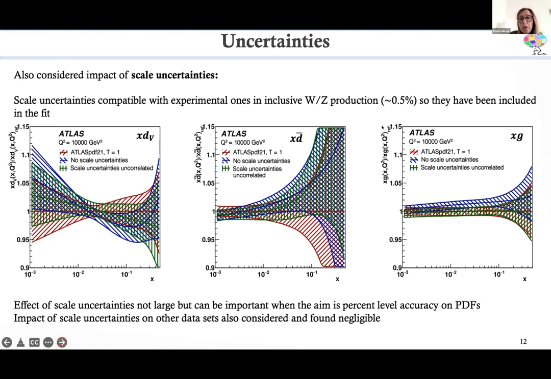And here we show the impact of the scale treatment for the D-valence, the anti-D, and the gluon. In red, as usual, the nominal fit. In blue, the result of the fit where scale uncertainties are not accounted for, and in green, the result of the fit where scale uncertainties are treated as uncorrelated. We see that overall the effect of the scale uncertainty is not large, but again, it can be important when the aim is percent level accuracy. We also studied the impact of the scale uncertainty on other datasets, and as expected, it has been found negligible.